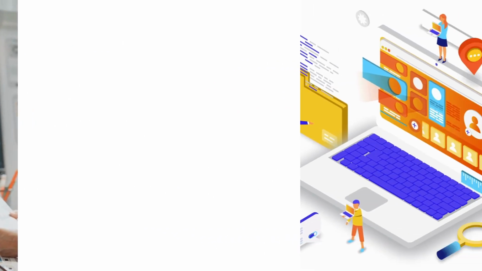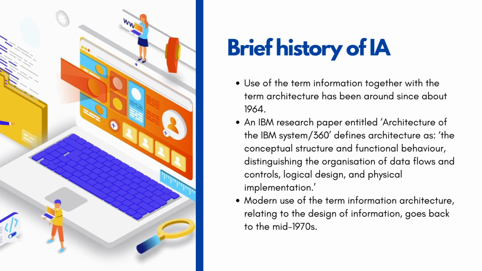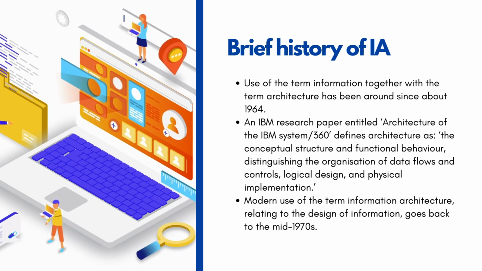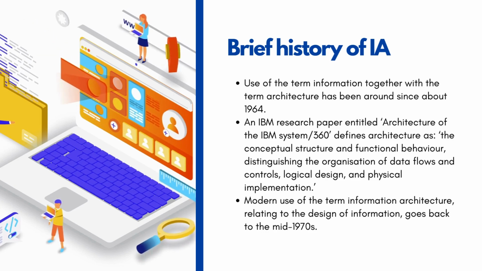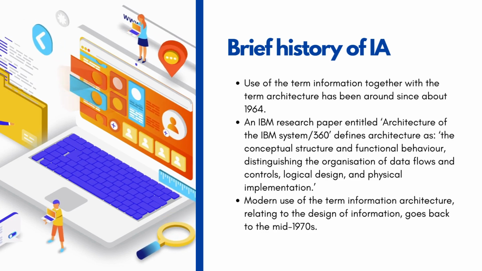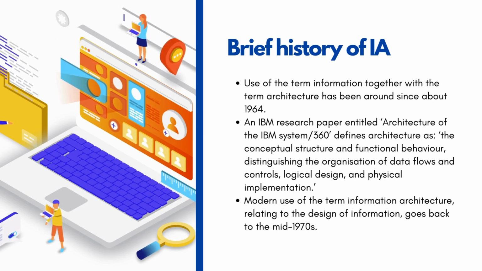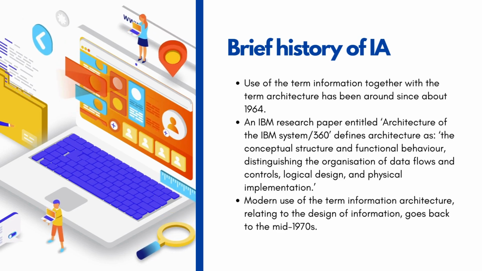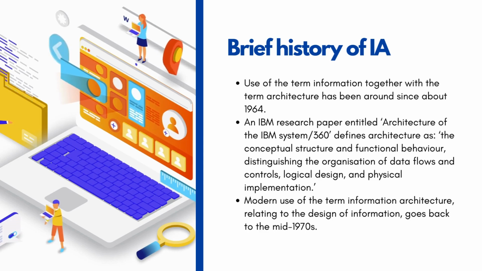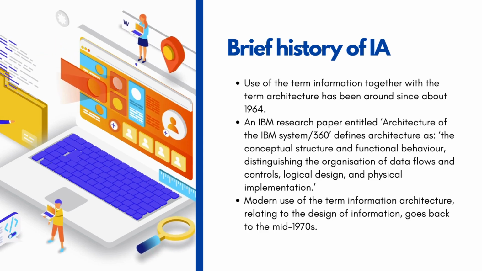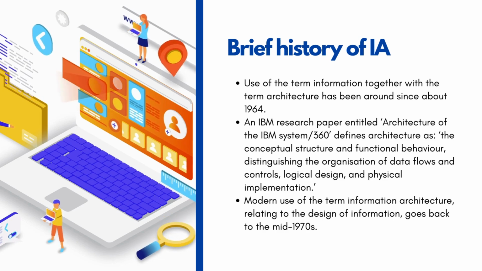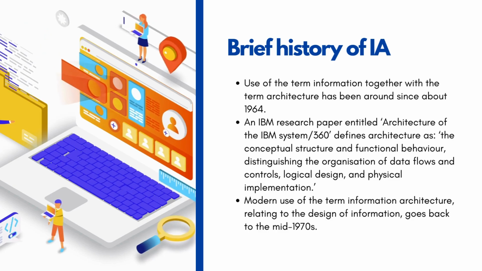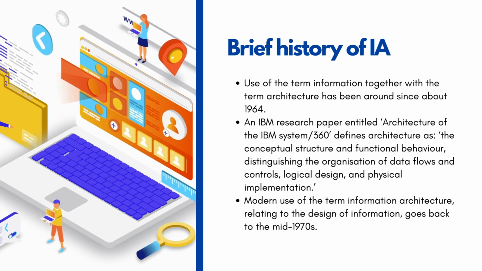Use of the term information, together with the term architecture, has been around since about 1964. An IBM research paper entitled Architecture of the IBM System 360 defines architecture as the conceptual structure and functional behavior distinguishing the organization of data flows and controls, logical design and physical implementation. Modern use of the term information architecture relating to the design of information goes back to the mid-1970s with Richard Saul Wurman's address at the American Institute of Architecture Conference in 1976.